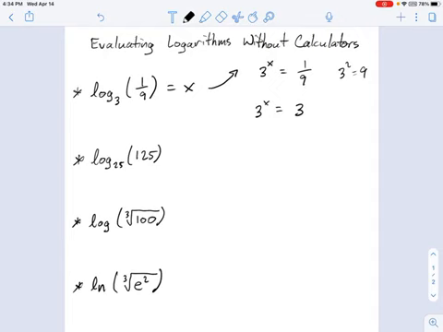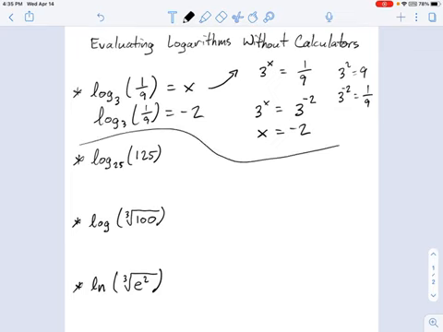And this is where negative exponents come in. So if 3 squared is 9, then 3 to the negative 2 is 1 divided by 9. So I'm looking at 3 to the x equals 3 to the negative 2. And since the bases are equal, these 3's, the exponents have to be equal also. It's the principle of exponential equality. So x equals negative 2, which is the answer. Log base 3 of 1/9 equals negative 2. Likewise, for all these other ones, let's start with log base 25 of 125.